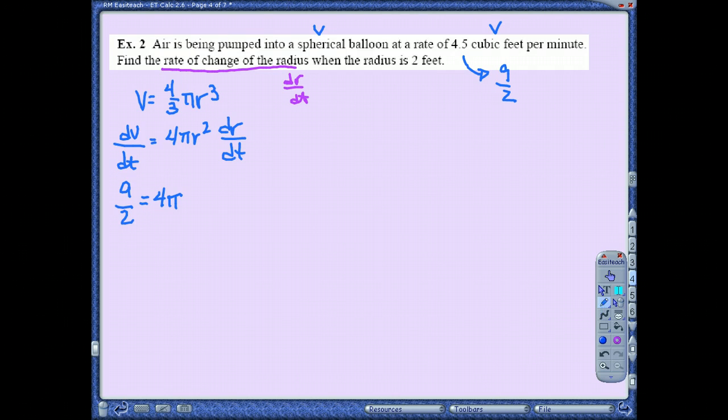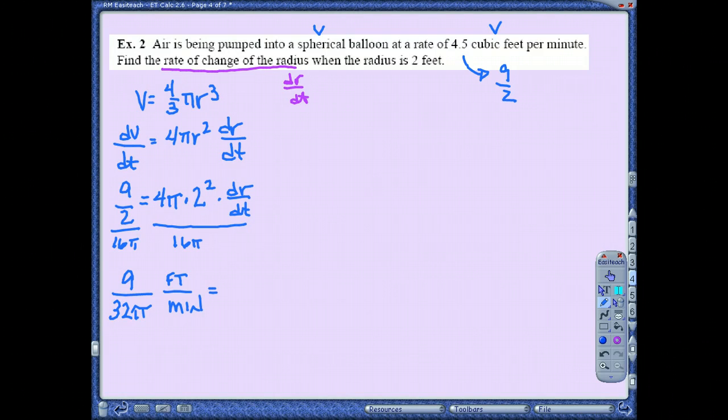What we have is the radius. We want to know when the radius is 2. So 2 squared, we're trying to find dr dt. So we're going to divide through. We've got 4 pi times 2 squared, so we have 16 pi. Divide by 16 pi, so we end up with 9 over 32 pi. That is our perfect value. This is dr over dt, so remember our units are feet per minute. This is what our dr over dt is equal to.